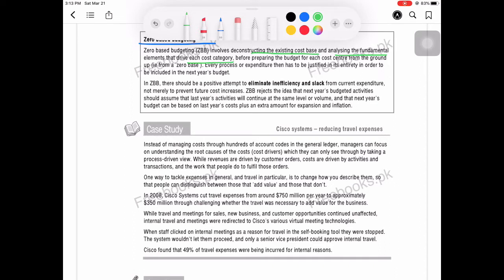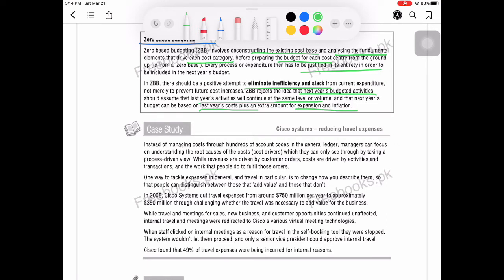Okay, so let's get back to the text. Before preparing the budget for each cost center from the ground up, that is zero base, every process or expenditure is to be justified in its entirety in order to be included into next year's budget. In ZBB, there should be a positive attempt to eliminate inefficiency and slack from the current expenditure, not merely to prevent future cost increases. ZBB rejects the idea that next year's budgeted activity should assume that last year's activity will continue at the same level or volume, and that next year's budget can be based on last year's cost plus an extra amount on the expansion or inflation.